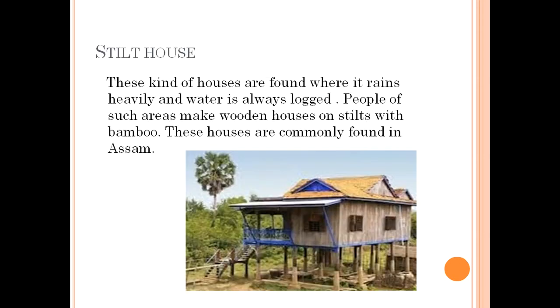Now we'll study about stilt house. Students, there are a lot of areas which experience heavy rainfall almost throughout the year. As a result, water gets locked in these areas. Therefore, people living in these areas make wooden houses on stilts with bamboo. Most commonly, these kind of houses are found in Assam. You can better understand what a stilt house looks like by looking at the picture.